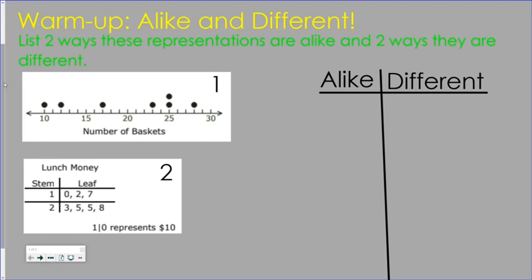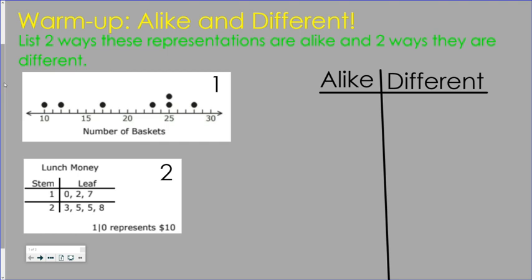So the warm-up today was alike and different. We were given a dot plot and a stem and leaf plot, and students were asked to list 2 ways these representations are alike and 2 ways they are different. At this time, I want you to pause the video, come up with 2 ways these representations are the same and 2 ways that they are different. When you're done, come back and unpause the video and see how your answers compare to the class.